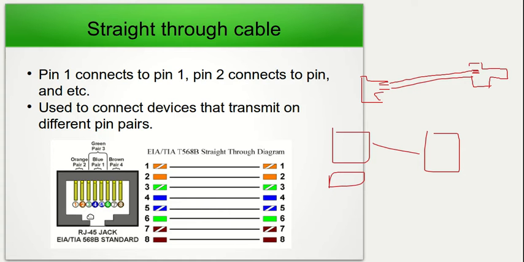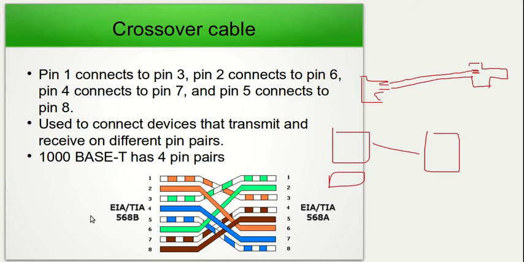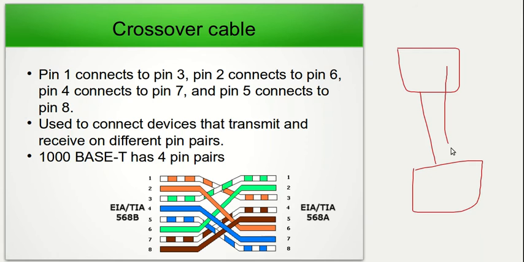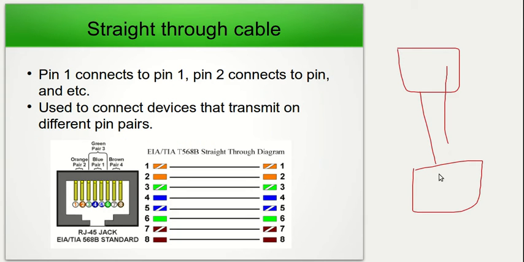Now, what if you want to connect two devices that send and receive on the same pin pairs? That's where a crossover cable comes in. Just as an example, if we connect two switches together and we try to use a straight through cable, it will cause havoc. What I mean is that when switch A goes to send data, it's going to put that data on pin 3, sending the data out pin 3 over the wire connecting pin 3 on switch A to pin 3 on switch B.